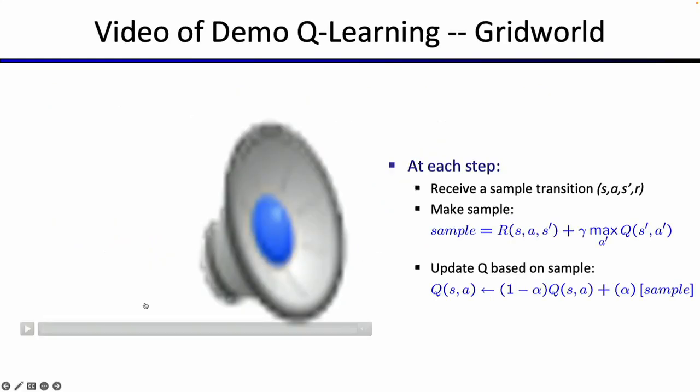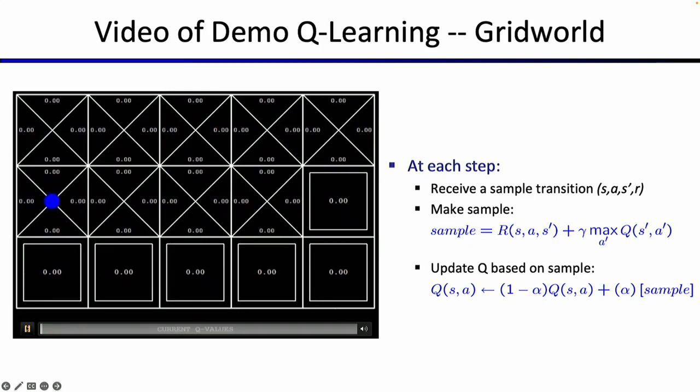So let's take a look at an example, again, to clarify this some more. This is an example of a grid world and the table of Q values for each of the states in this grid. This is a human manually controlling an agent, moving it north, south, east, west.